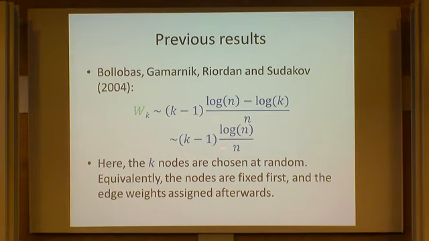So it grows like (k minus 1) log n over n. And this is for the model where you can think of it as either you fix the k nodes in advance and then you realize the random edge weights, or you first realize the random edge weights and then pick the k nodes uniformly at random. So that's one version of the problem.